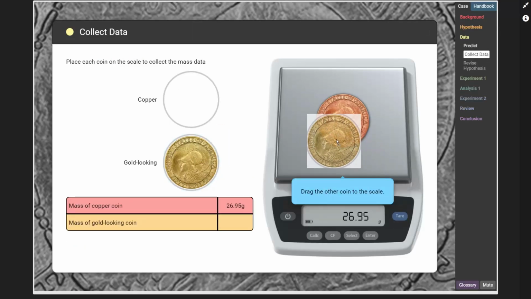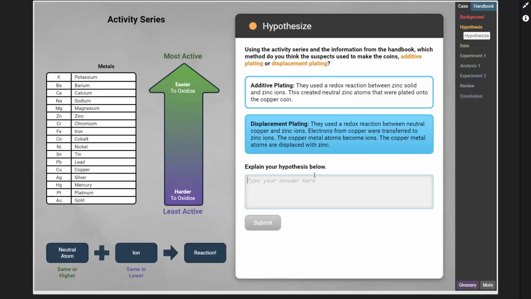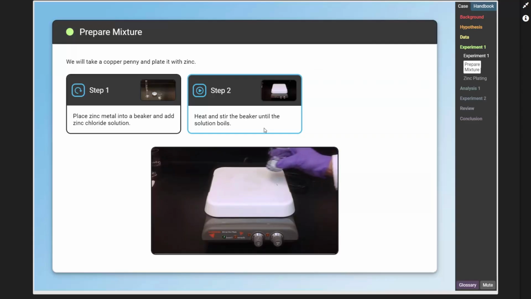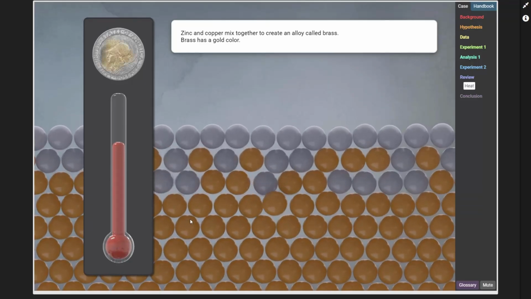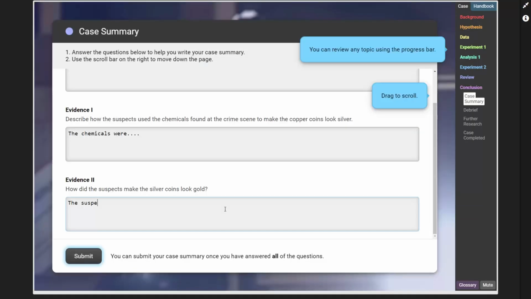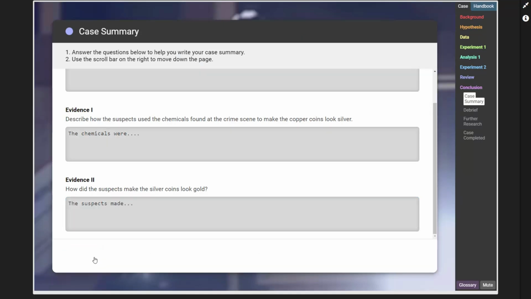After completing the handbook, students return to the case to analyze the evidence and form a hypothesis. They then test their hypothesis with a series of experiments to replicate the methods used by the subjects to make the counterfeit coins. Finally, students complete a case summary to communicate their findings and help develop their scientific writing skills.